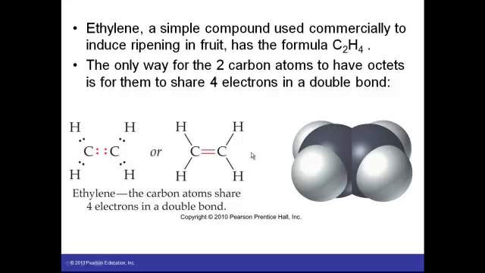Ethylene is another example of a compound that contains double bonds. It's a simple compound. It's used commercially actually to induce the ripening of fruit. And it has the chemical structure of C2H4. So it's got 2 atoms of carbon. They're double bonded together. And then it also has 4 atoms of hydrogen, 2 on each of the carbons. So the only way for the 2 carbon atoms to achieve their octet state is if they share two pairs of electrons in the form of a double bond.